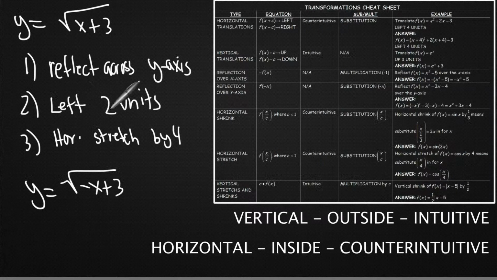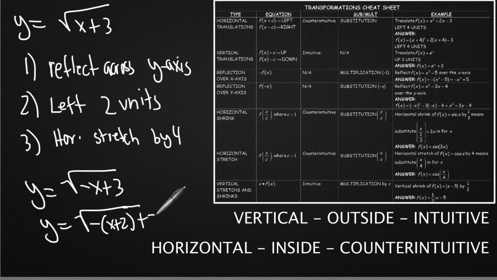Now I want to shift it left 2 units. Well, that is still horizontal movement, so it's still going to be a substitution, and it's going to be counterintuitive. So left 2, negative, I replace the x with x plus 2, plus 3. Now I want to do a horizontal stretch by 4. Horizontal, counterintuitive, substitution, same deal.